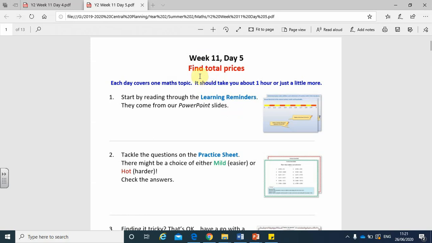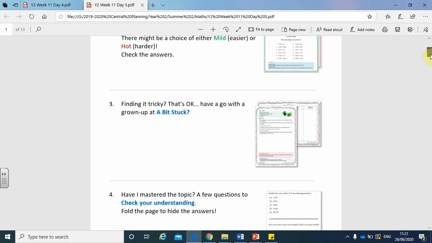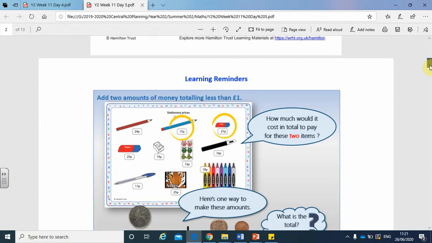This is linking to finding total prices. So it's our money again. First question, how many pennies are in a pound? Okay, remember this from yesterday. How many pennies are in a pound? If you've put 100 pennies with a small p, give yourself a pat on the back.